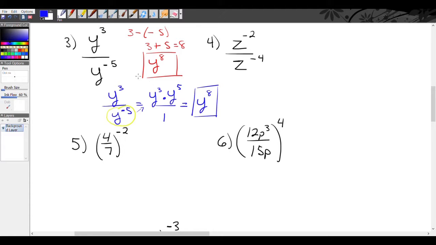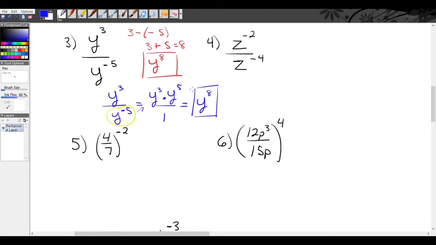Okay? So once again, it uses two different ways to look at this problem. Either 3 minus negative 5 becomes 3 plus 5, which is 8. We get y to the 8th power. Or if you think about it, the way we've talked about moving terms with negative exponents, the y to the negative 5th moves to the top as y to the 5th, and then you get y to the 3rd times y to the 5th, which becomes y to the 8th.